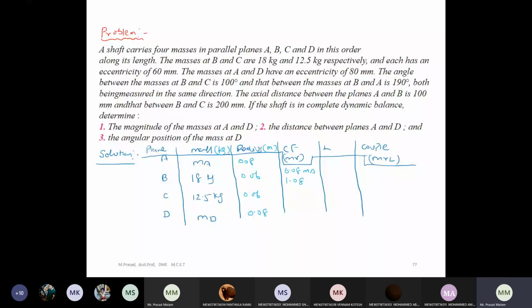For plane B, it is 1.08. 12.5 into 0.06, that comes as 0.75, and this is MD into 0.08. Now, if you want to locate the position of the distance from the reference plane, so for this we need to draw the, what we need to draw? Position of the planes. Just leave here.